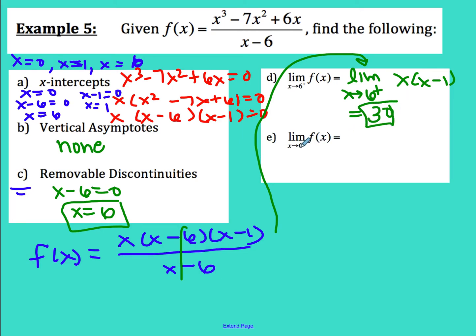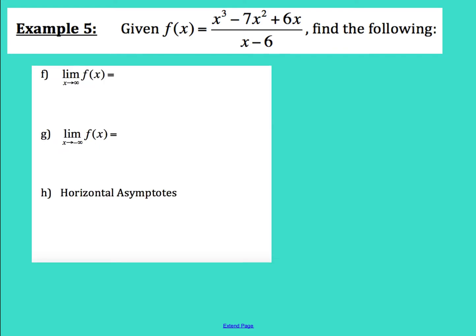And the same thing for the left in this case, since I can break it down and simplify, I would also get an answer of 30. Okay. So there is D and E. And then F, we need to go ahead and find the limit as you go to infinity.